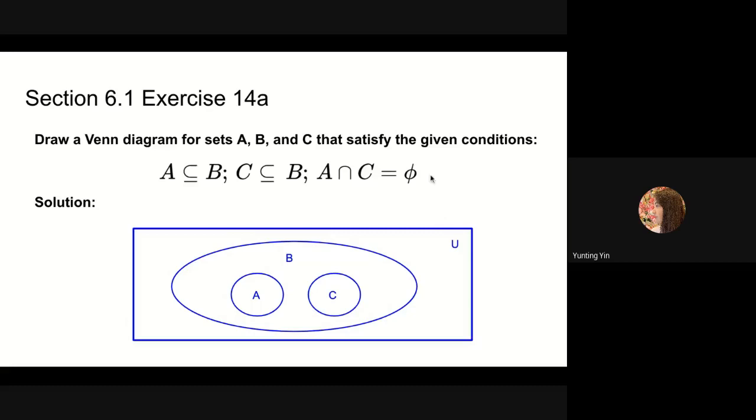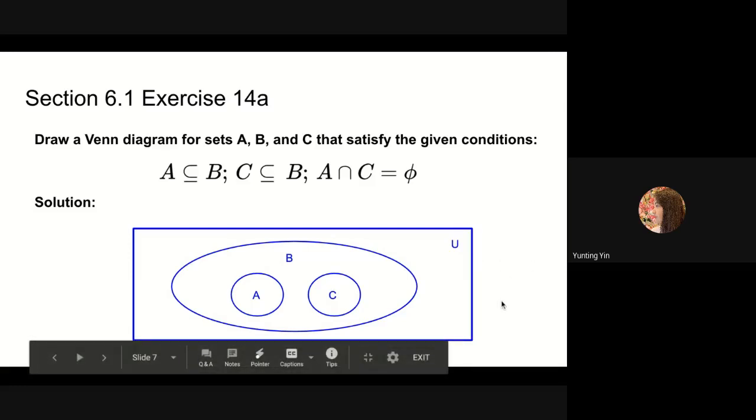A intersects C is equal to the empty set, so the circle representing A should not intersect with the circle representing C. This is the complete Venn diagram. Any questions?